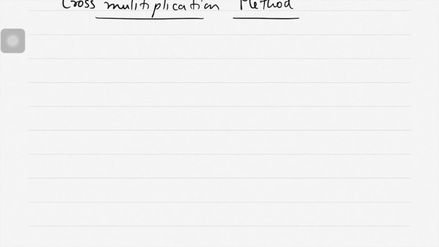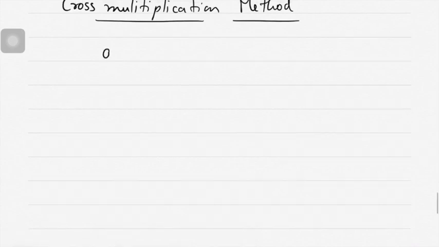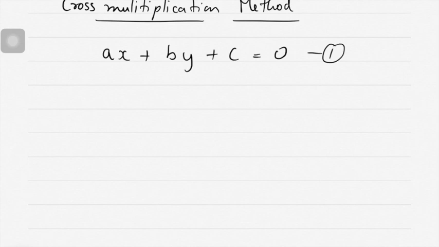Now we will be learning another method, which is the cross multiplication method, and using it we will solve simultaneous equations. Whenever you have to find two variables, x and y, you need two equations, correct? And the equation is in the form of ax plus by plus c is equal to 0, correct?